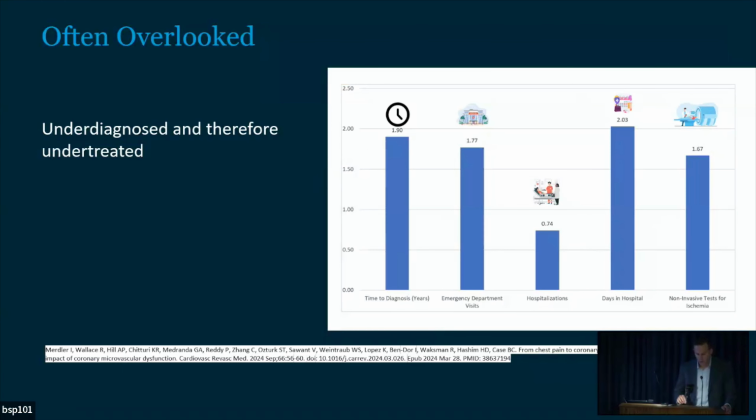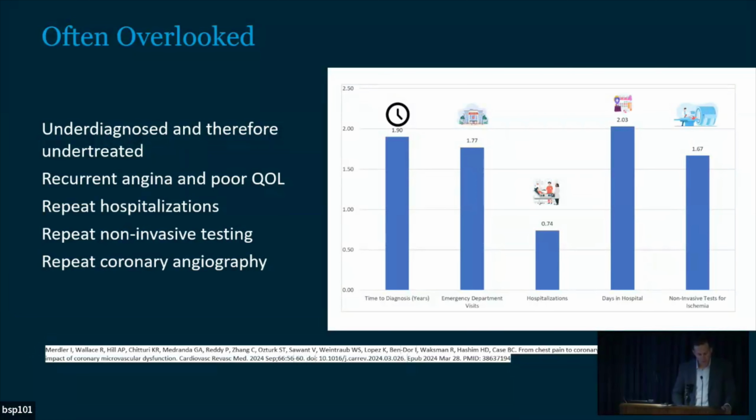This is our data from MedStar. It's underdiagnosed, therefore undertreated. Patients will have repeat hospitalizations, repeat non-invasive testing, and even, unfortunately, repeat invasive testing. They can have 2 to 3 angiographies, and every time, the big vessels are normal, but nobody has ever looked at the small vessels. In our cohort, on average, it took about 2 years for a patient suffering from microvascular dysfunction to get the correct diagnosis. And you can see multiple ER visits, multiple days in the hospital, and multiple tests performed on that patient.